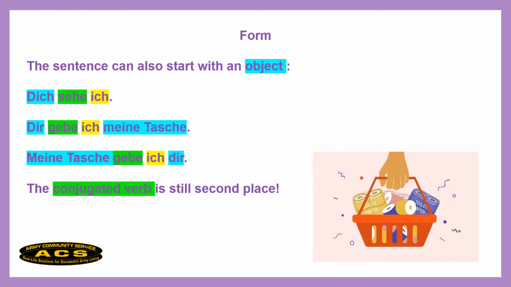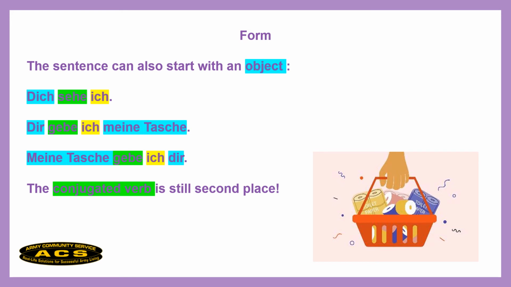Same with the next sentence. Before I said ich gebe dir meine Tasche, but now I say dir gebe ich meine Tasche. So this time I start with the indirect object, dir. And in this case, my direct object, meine Tasche, is at the end of the sentence.